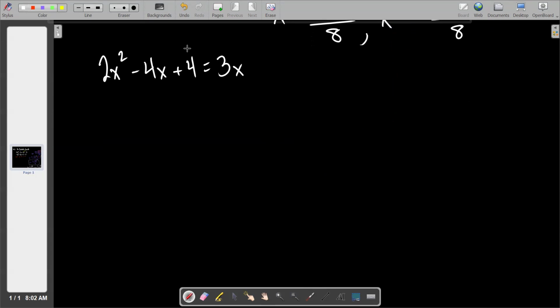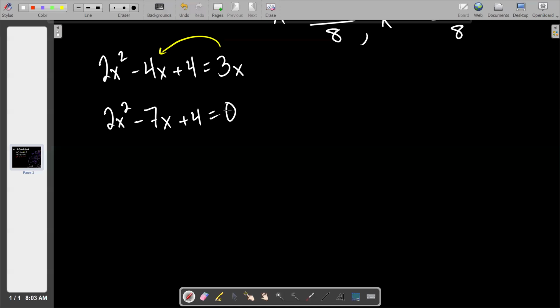Bring over the 3x, right? And this, again, there's no place in this class for rinky-dink garbage like coming up with -4 plus 3, right? When we move the 3x over, we're actually subtracting it. So we wind up with 2x squared minus 7x plus 4 equals 0. And then we're ready to rock and roll.